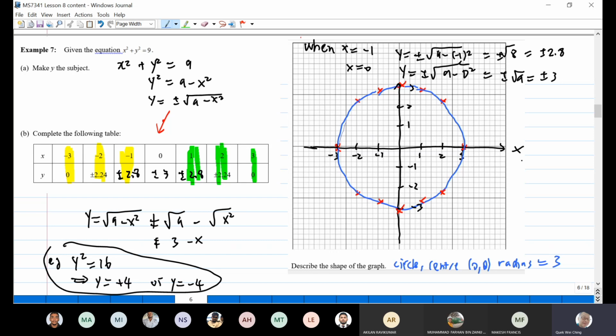How do I get the graph? Okay, from the equation, you simplify the equation. Make y the subject first, so y equals something. Then from there make a table, just like before, last week you also made a table. Then from the table you draw the graph. From the graph, describe what you have. This is a circle with radius 3, center 0, 0. So this is example 7.